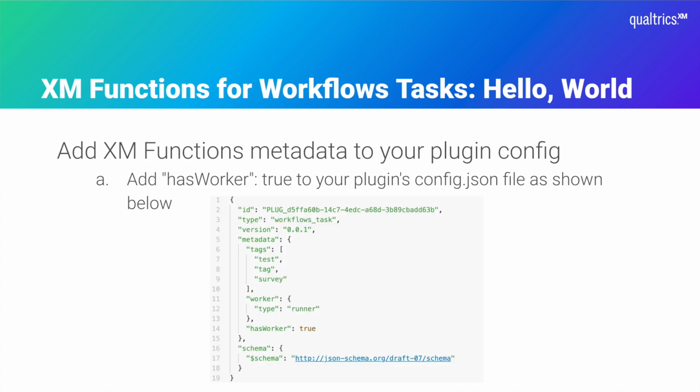First, open up your plugin's config.json file as shown below. Add the following key to the metadata object, hasWorker equal to true. This indicates that your plugin intends to use server-side execution instead of the default client-side execution. If this is not set to true and you attempt to use XM functions on save, you will not be able to save your task.